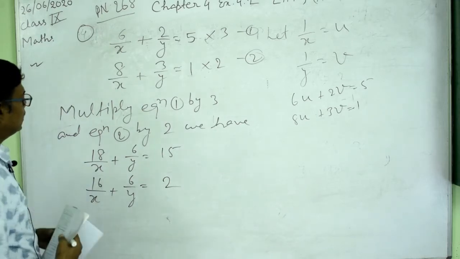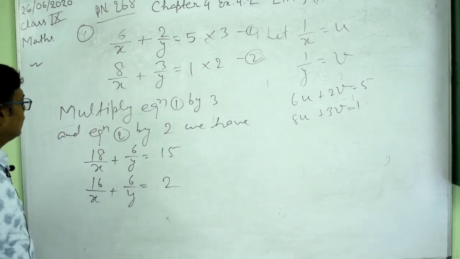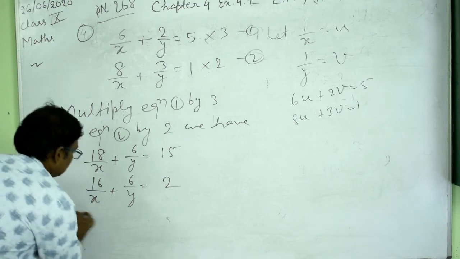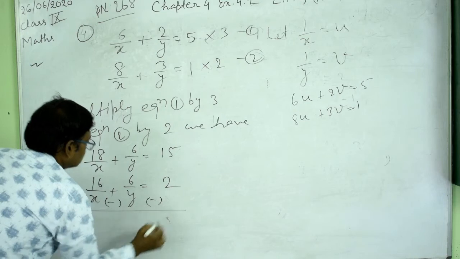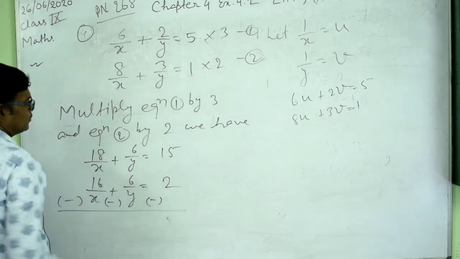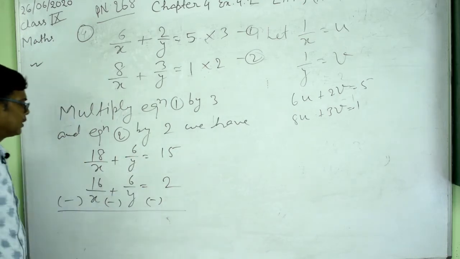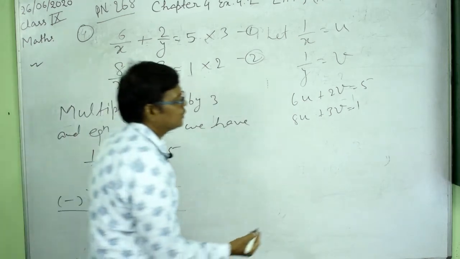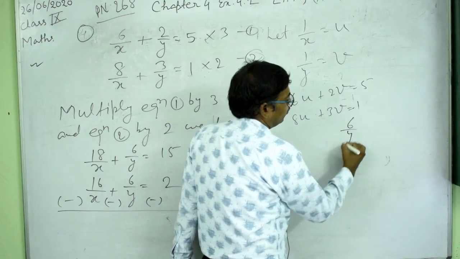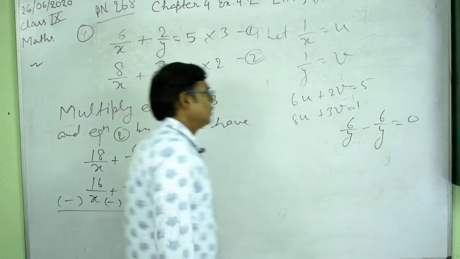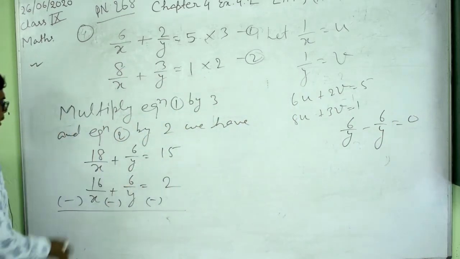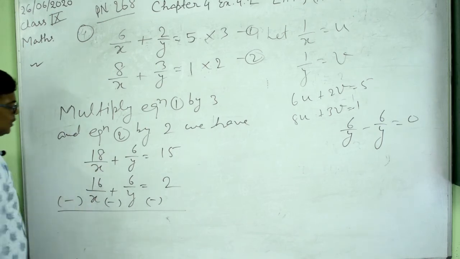Now see that they are equal here, just subtract, so minus, minus and minus, so here 6 by y minus 6 by y. If you have difficulty in understanding, here I will write separately: 6 by y minus 6 by y will be 0 because both are equal. So it will be 0 here, and then you have 18 by x minus 16 by x.